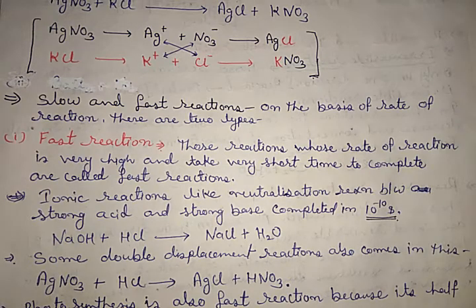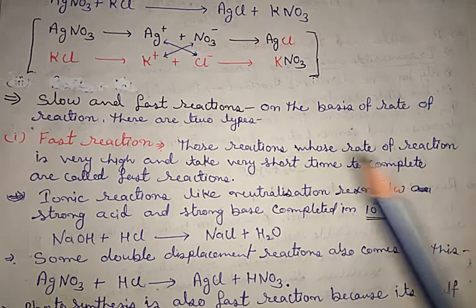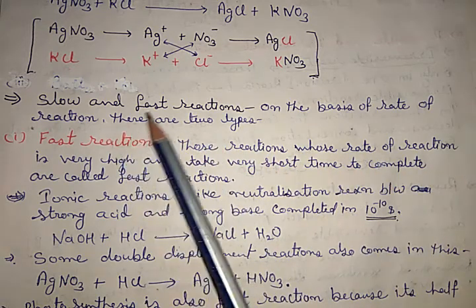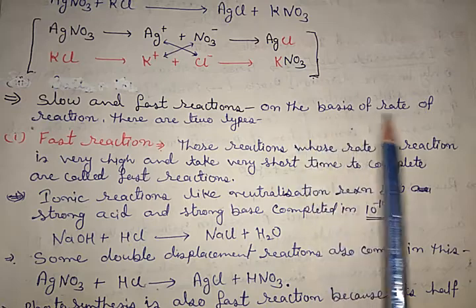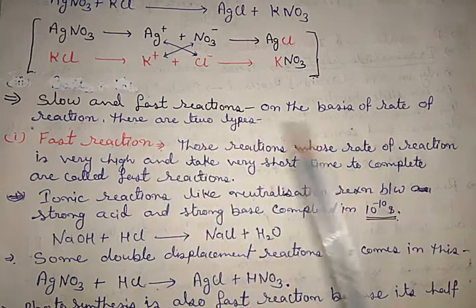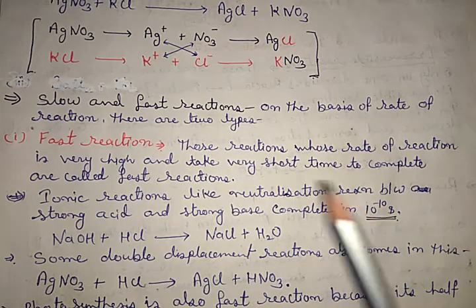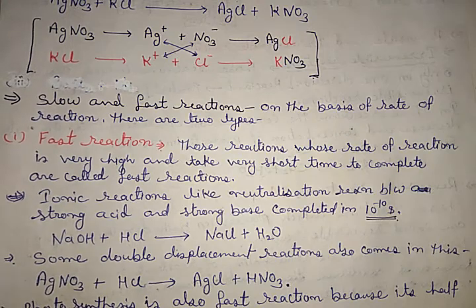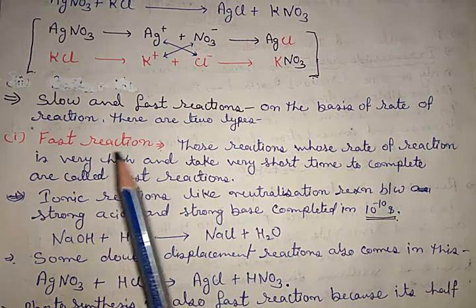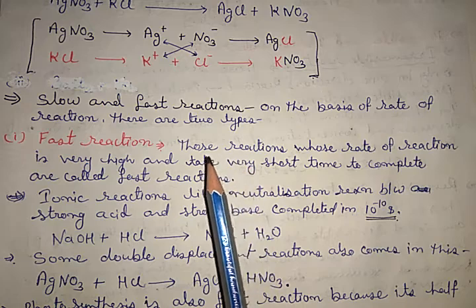On the basis of the rate of reaction, the chemical reactions are classified into fast and slow reactions, and that is our first topic, slow and fast reaction. On the basis of the rate of reaction, there are two types: one is fast reaction and the second one is slow reaction. If we consider the first, that is fast reaction, what is a fast reaction?